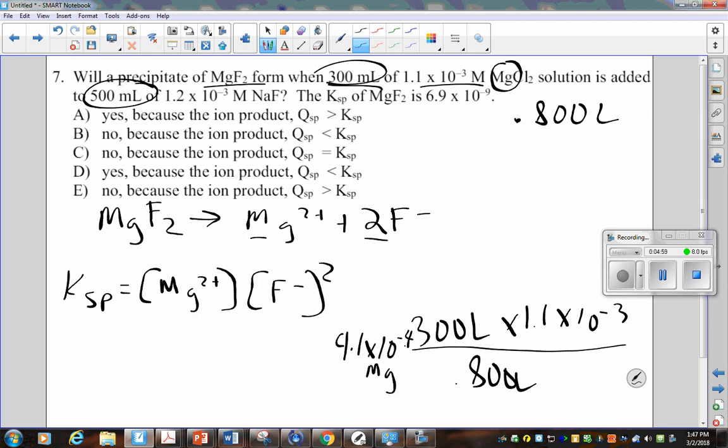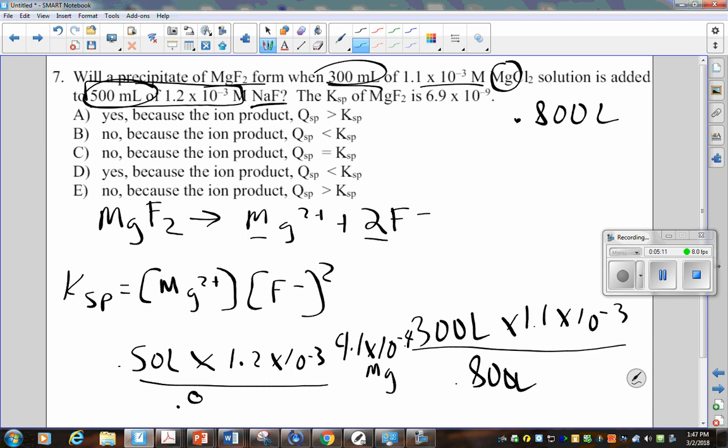When I go to do my F concentration, I have 500 milliliters, so 0.5 liters times 1.2 times 10 to the negative third, divided by 0.8. That's going to give me the concentration of that. So when I pop it in the calculator, I go 0.5 times 1.2 E negative 3 divided by 0.8. I end up with 7.5 times 10 to the negative fourth.